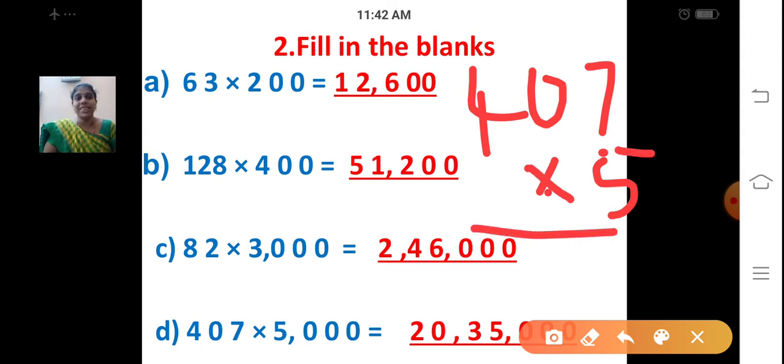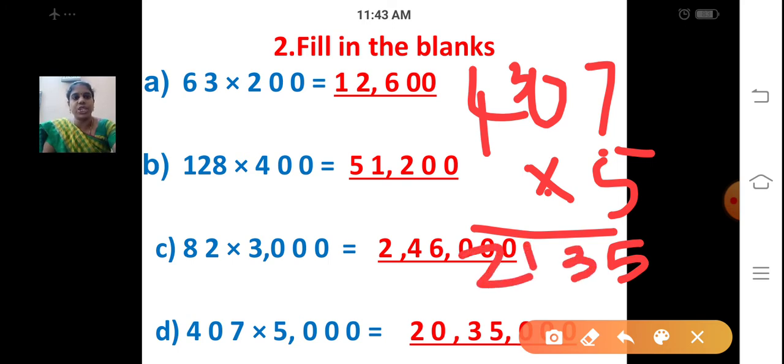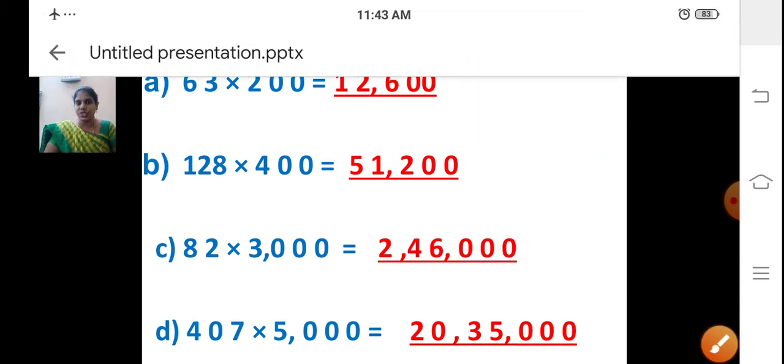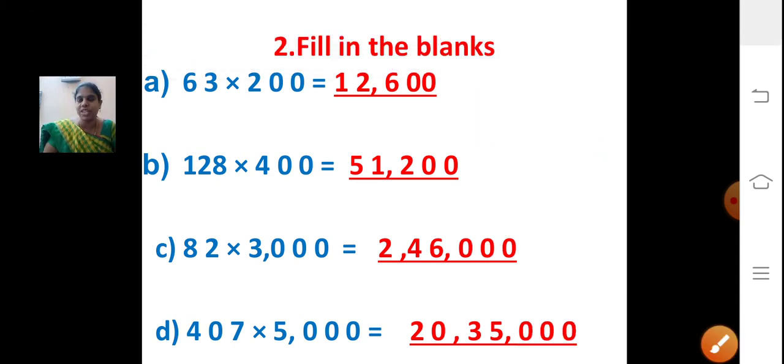5 sevens are 35. 5 balance 3. 3 will be carried forward. 5 zeros are 0. 0 plus 3, 3. Write it down 3. 5 fours are 20. So 20. 35 followed by how many zeros? 3 zeros. You are going to write 20, 35, 3 zeros at the last. So the answer is 20,35,000. What is the answer? 20,35,000.